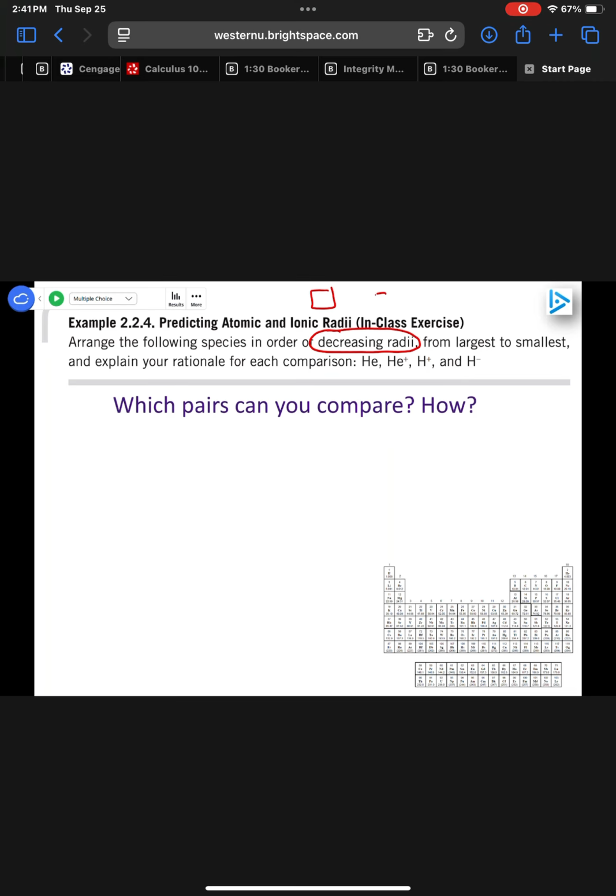Large to small, from largest to smallest. We need to explain our rationale, and these are the 4 species that we need to compare. This problem, I think, is the most challenging problem in this topic. This problem is asking you to make comparisons between 4 different species. It's easier to make comparisons between 2 species.